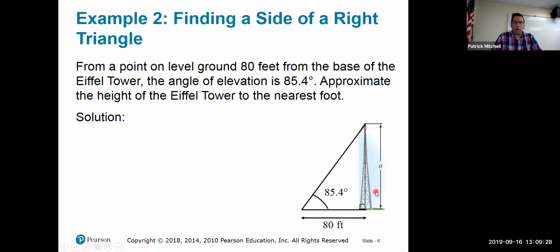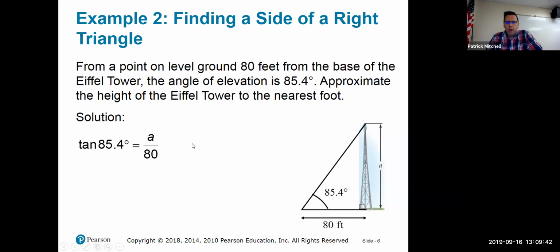So if you think about which of those three trig functions, sine, cosine, and tangent, involves the adjacent and the opposite, it is the tangent, right? The tangent is the opposite over the adjacent. Remember we said we weren't going to use cotangent because we don't need to. All right, so the opposite side is A, the adjacent side is 80. So that tells me that the tangent of 85.4 degrees equals A over 80.